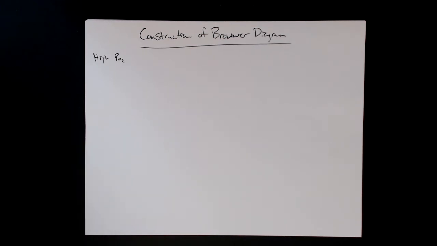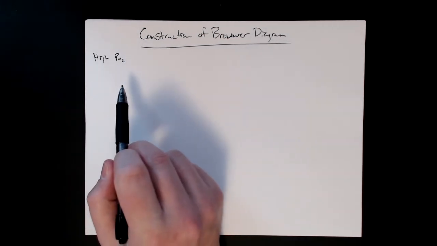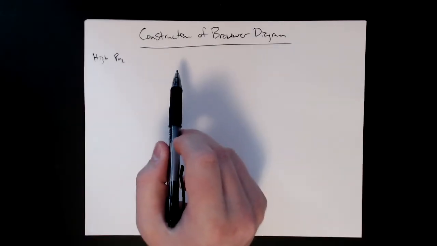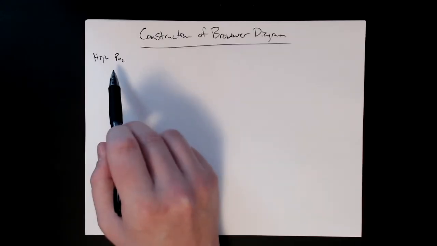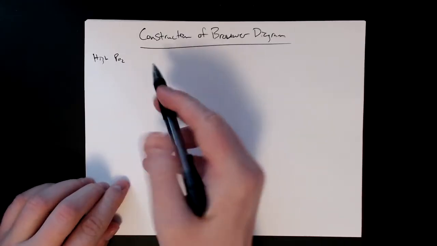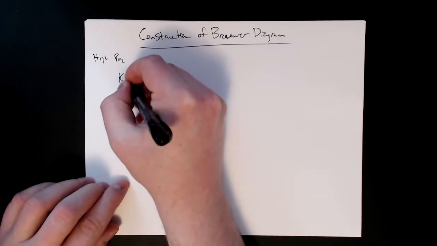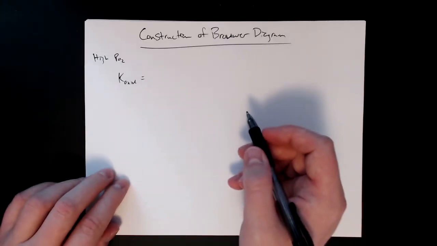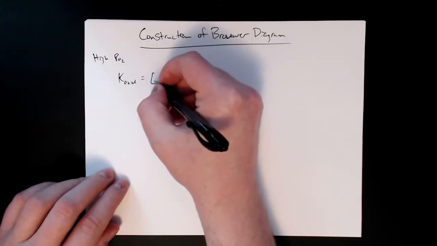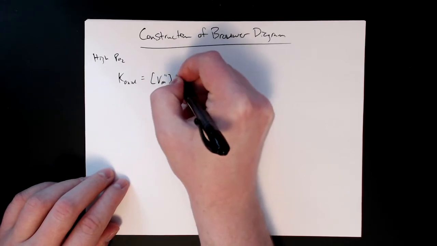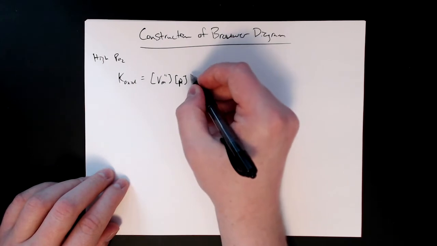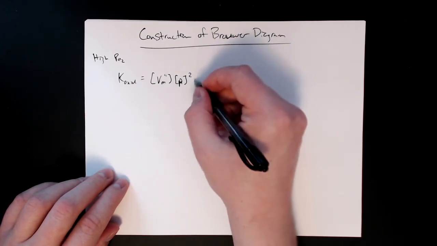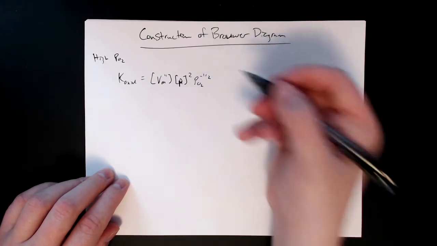All right. So now that we've looked at the low PO2 region and constructed it, verified the slopes, and compared the concentrations, we're going to look at the high PO2 region. To do that, we're going to take that mass action expression for oxidation that we derived in the earlier module. So we had the metal vacancies times the holes squared, and then PO2 to the minus 1/2.